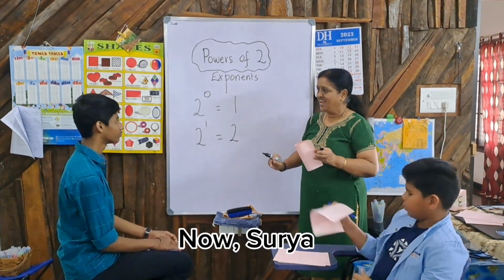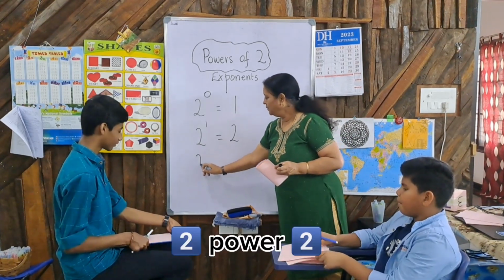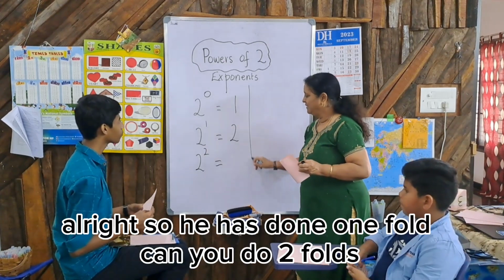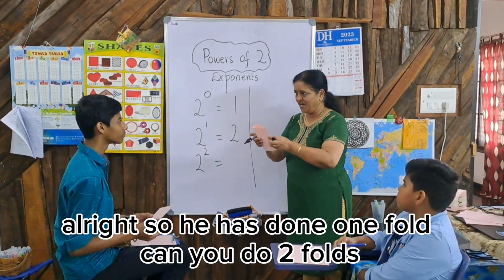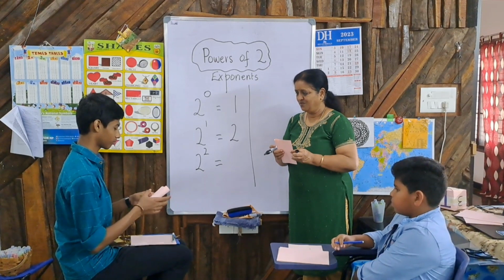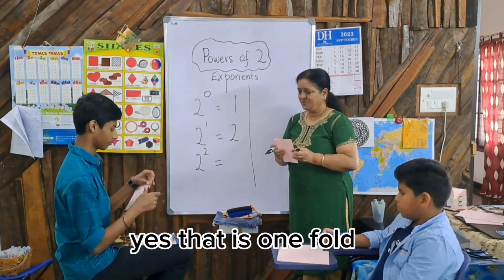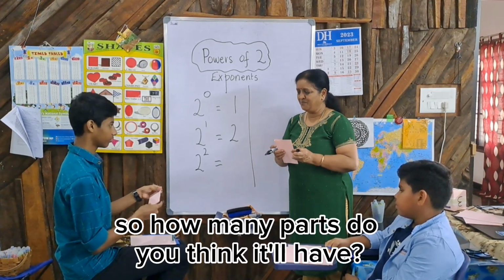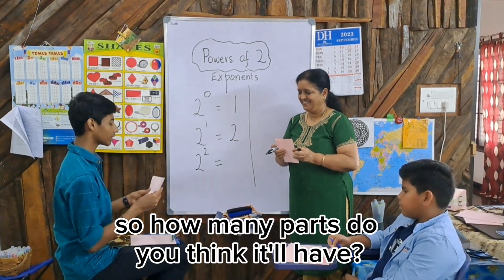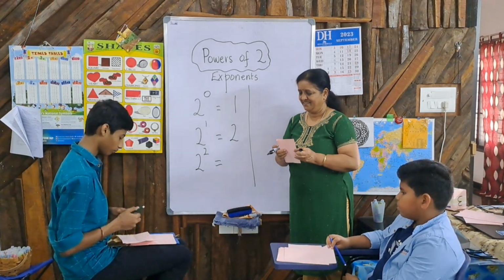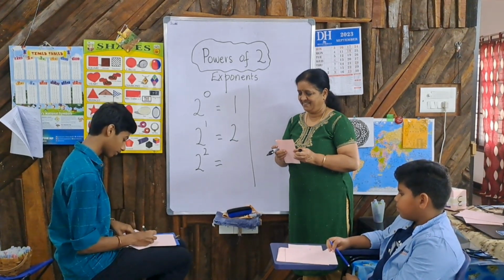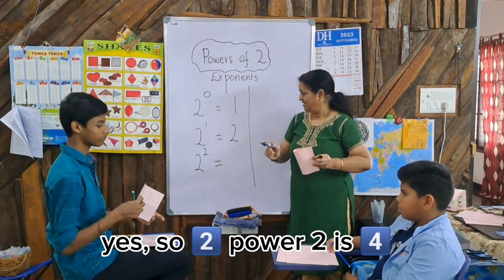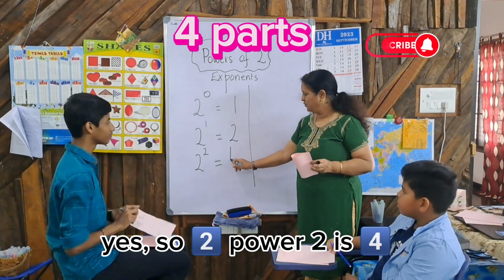Now, Surya, 2 power 2. Alright? So, he has done one fold. Can you do 2 folds? Yes. That is one fold. So how many parts do you think you will have? 4 parts. Yeah, label it. Yes, you can. So 2 power 2 is 4.